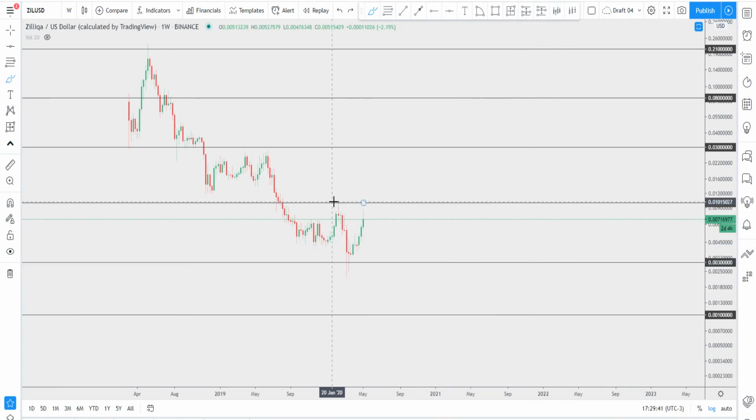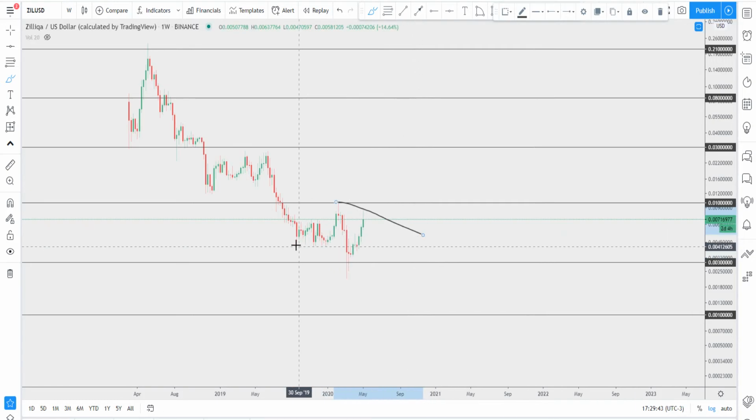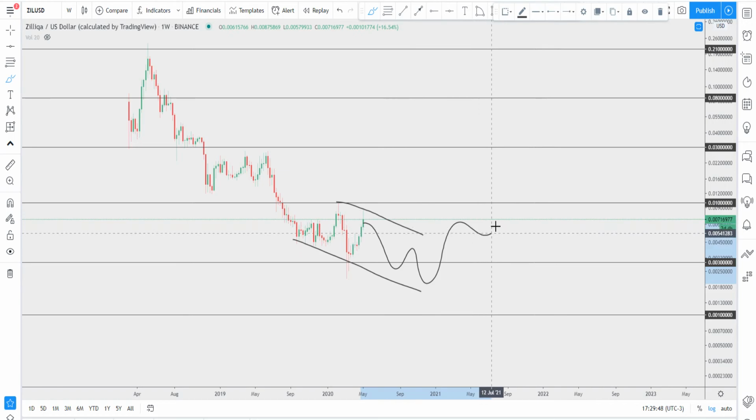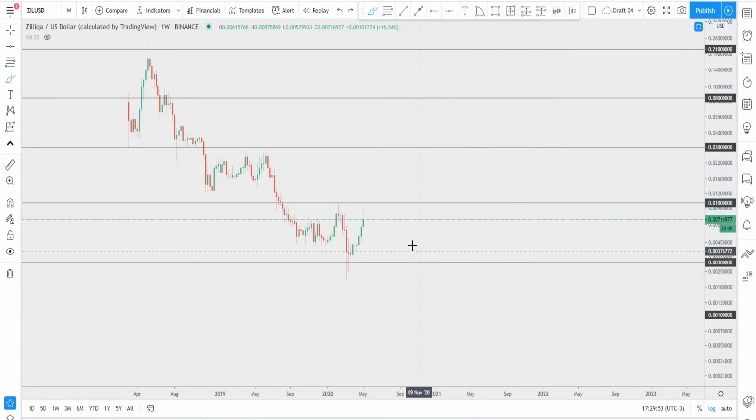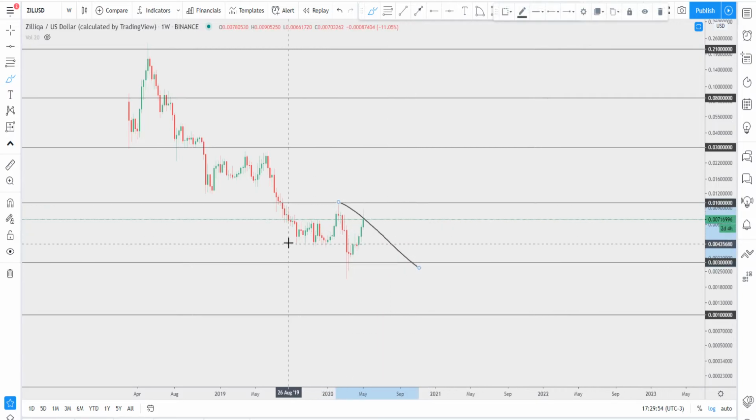The other one is a structure like this one here. Another one, we can even make a falling wedge. It is possible, but at this point it is somewhat unlikely.